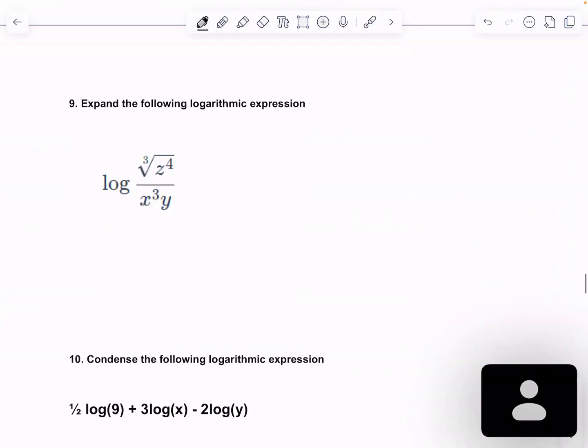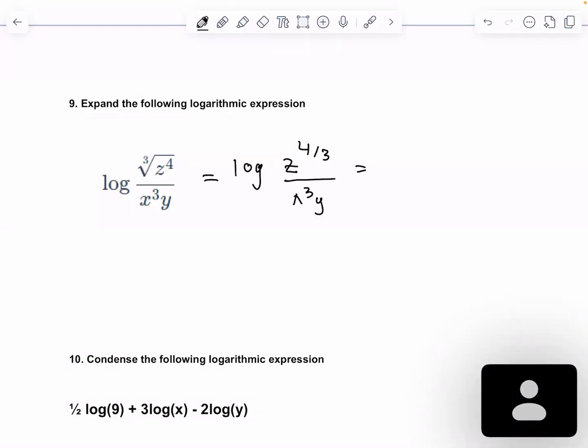We got to expand. Okay, so to expand, let's first start by writing this top as a power. So to go from radical to power, remember the root goes on bottom and the power goes on top. So that's z to the 4/3. And then the bottom is x cubed y.